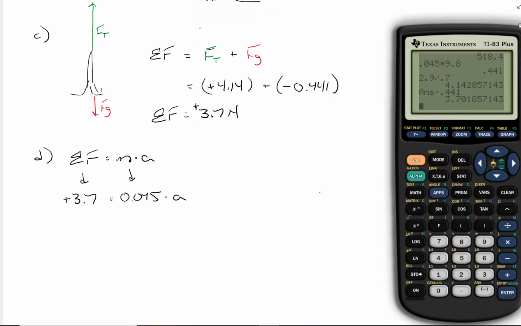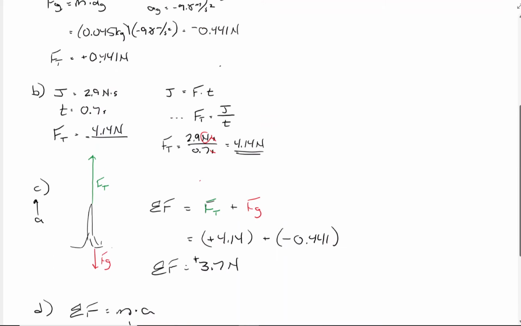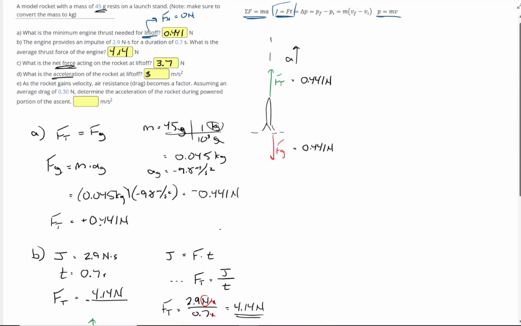So if I take 3.7 and I divide by 0.045, I would get the acceleration of the rocket, 82.26. Let's call it 82.3 meters per second squared. It'll be a positive value. Of course it will be, because we're accelerating upwards when we get an imbalance upwards. So I expect 82.3 to be my acceleration. Pretty big acceleration, right? If I was falling, it would be at 9.8 downward. So this is multiples of gravity upwards. This thing's going to really lift off quickly in that first 0.7 seconds.